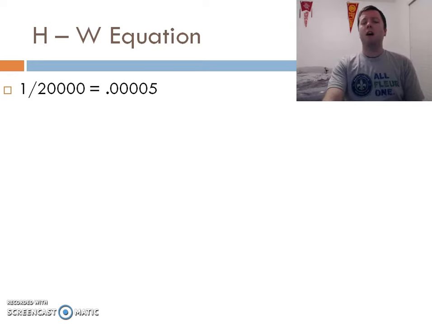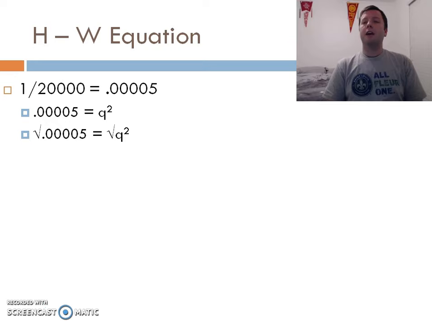That's 0.00005. Now remember, that is our q squared. 1 in 20,000 people has little a, or is homozygous recessive. That's q squared. How do you get q from q squared? You take the square root. You always do the inverse. What you do to one side of an equation, you have to do to the other. So by taking the square root of q squared, you get 0.007. That's q. So we know there's 0.007 little a alleles in this entire population.